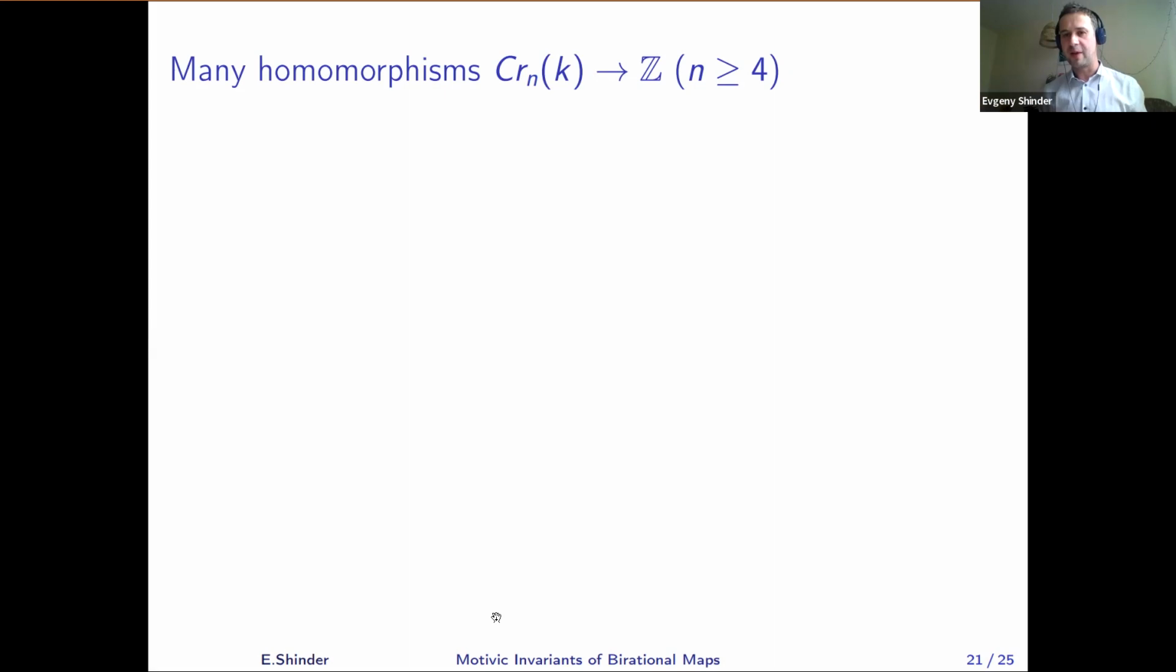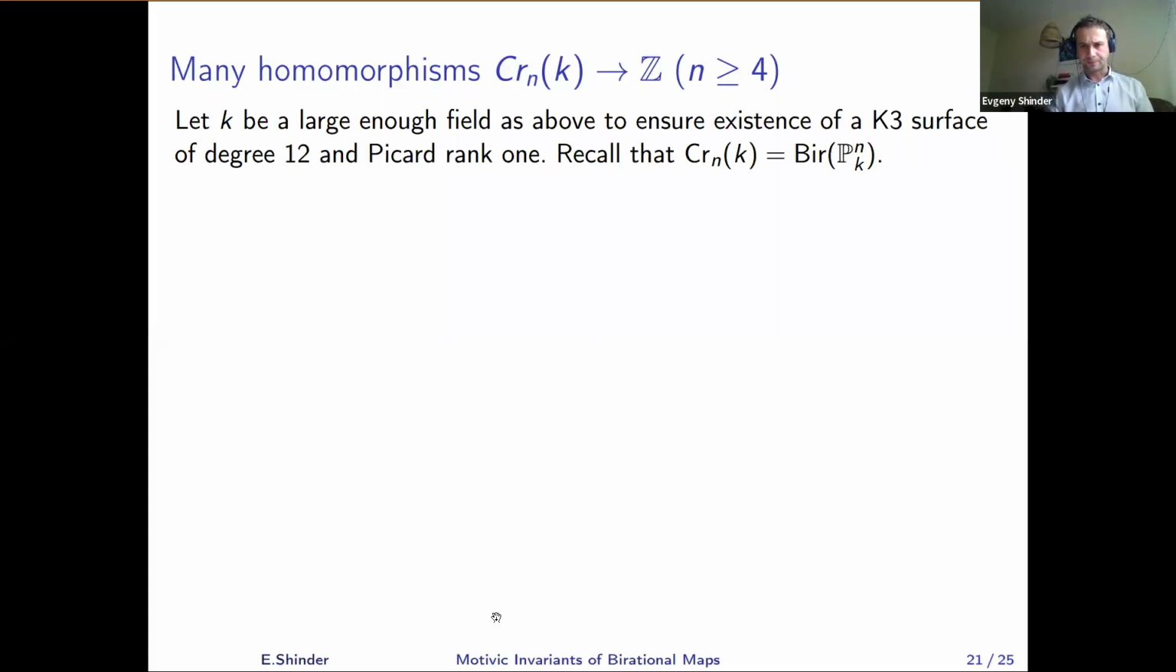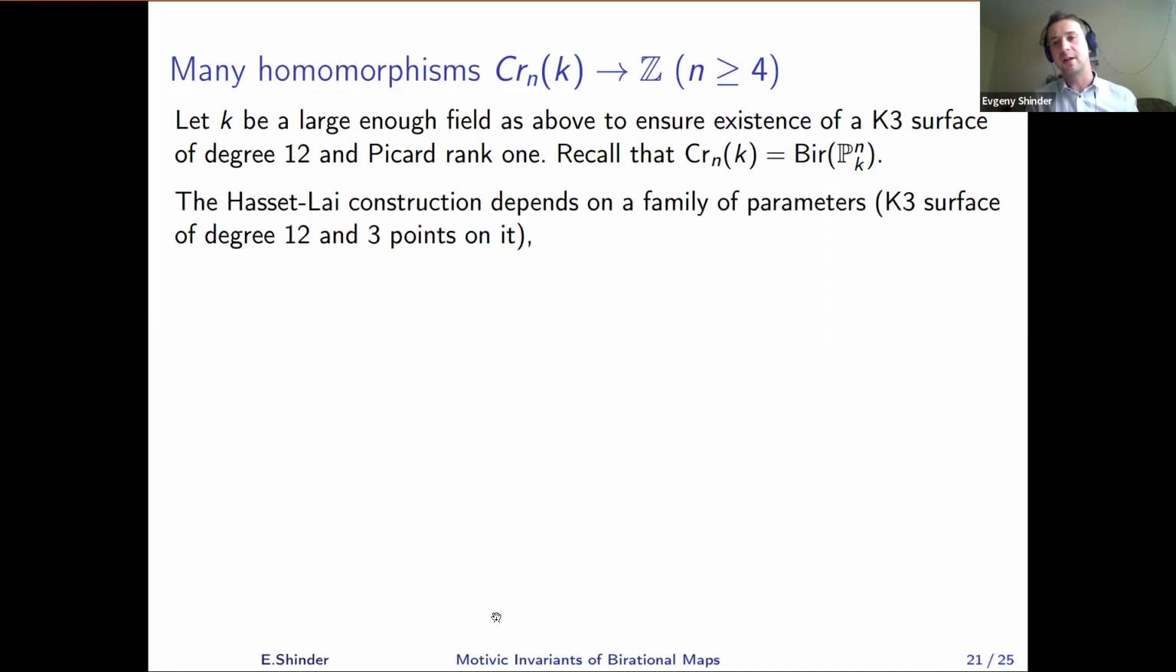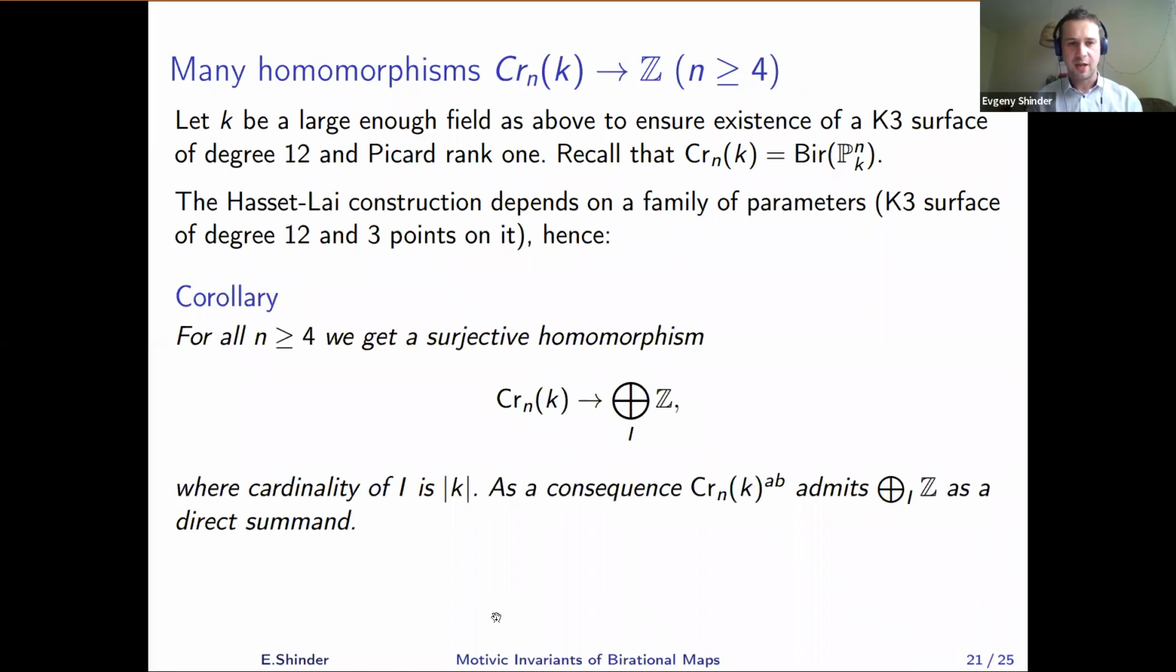And in general, there was this feeling that maybe the abelianization is torsion, or the whole group is generated by involutions. But now we'll be showing that this all fails. So we need to have a field for which we have a non-vanishing example. For example, we can take complex numbers. So a large enough field will work. Then we may run this Hassett-Lai construction, and it's not just for a single pair of K3s, it's a family of Picard rank 1 degree 12 K3s. So it's the same cardinality as the base field we work with.